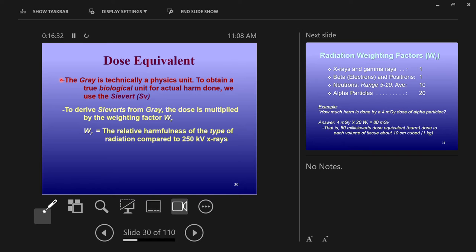Okay, so the gray that we've been using is technically a physics unit. It's telling you how much of something, right? It's quantitative. It's not telling you anything about biologic harm. Until you know what type of radiation you're using, we can't infer an amount of harm. Once we know how much and what kind, we have a new unit to talk about now. It's called the sievert. Capital S, little v, sievert.